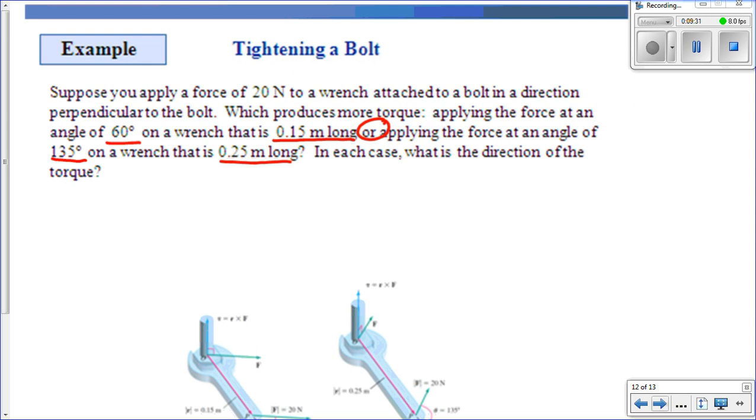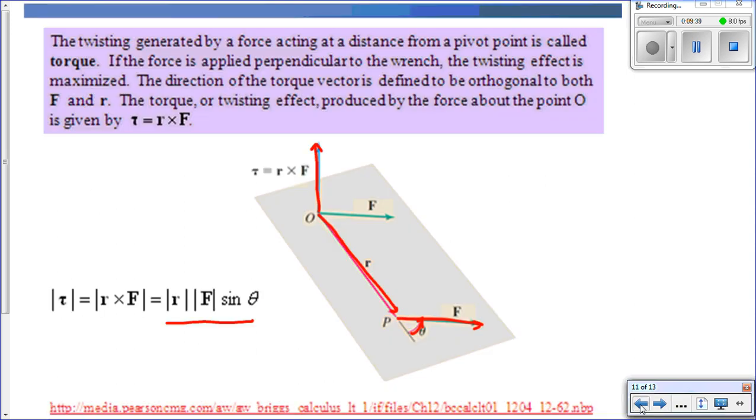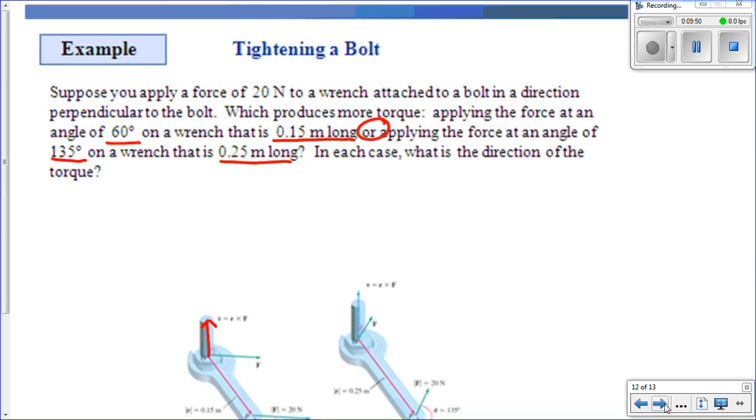Now, the direction we know is going to be perpendicular to R and F. So let's just figure out the amount of that torque. The formula here, the amount of the torque is just going to be the cross product of R and F, which is given by the product, magnitude of R, magnitude of F times sine of theta. So we simply will be plugging numbers in. Our R's are the lengths of the wrenches. The force is 20.